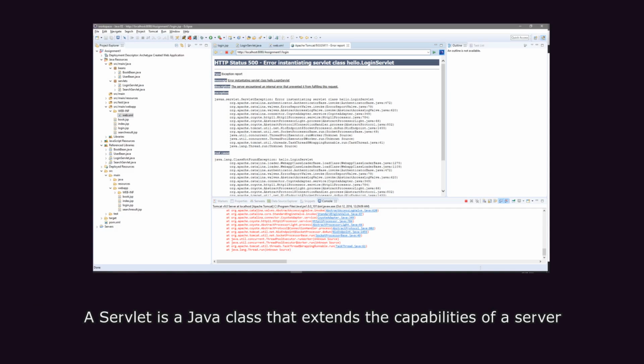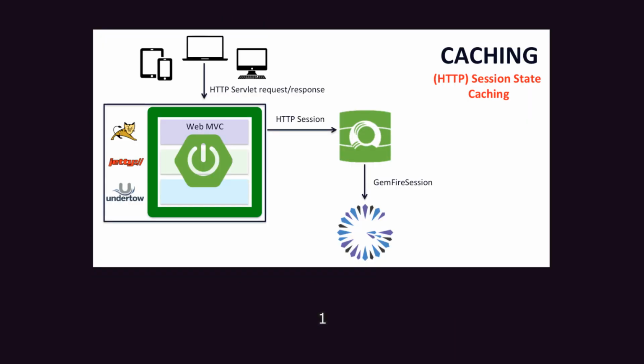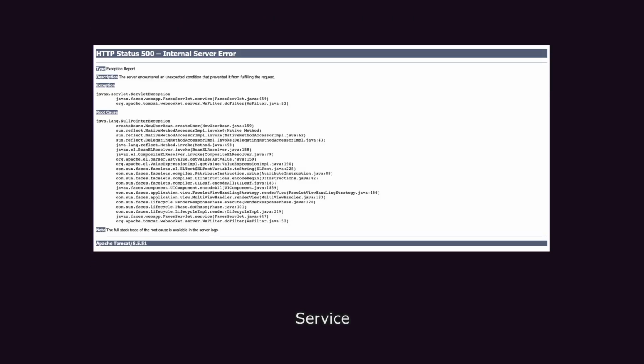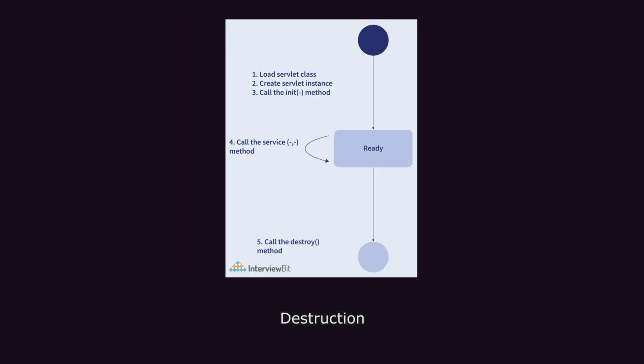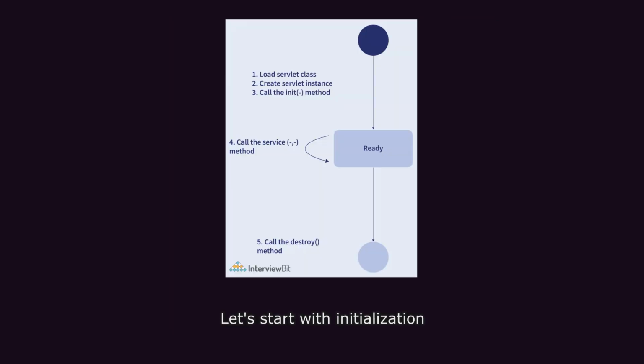A servlet is a Java class that extends the capabilities of a server. It follows a lifecycle comprising 4 states: 1. Initialization. 2. Service. 3. Destruction. 4. Waiting.